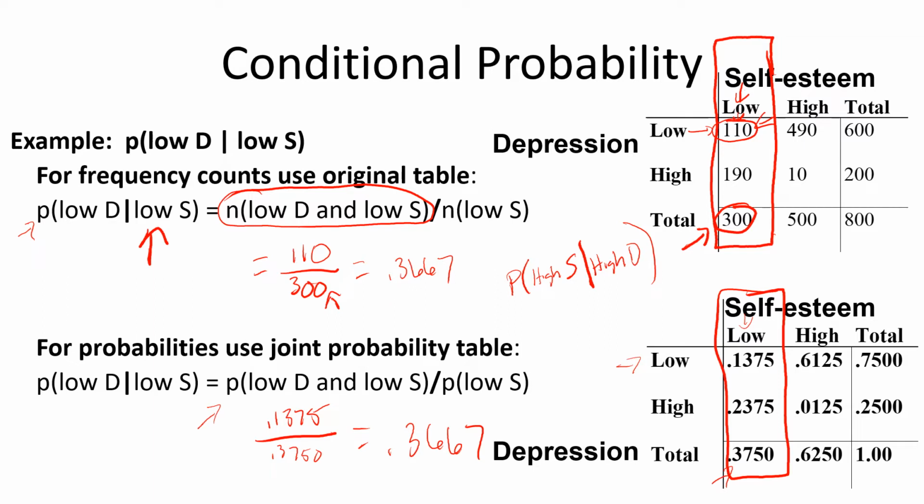In this case, because we're given high depression, we're only looking at high depression. So what's going to be in the denominator is the total for high depression. The total for high depression is 200. What is the total for high self-esteem and high depression? That's 10. 10 divided by 200 is 0.05.